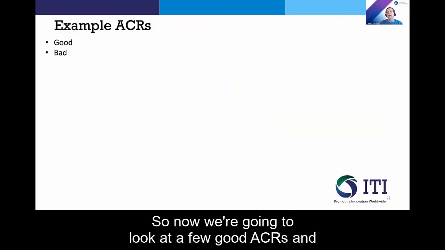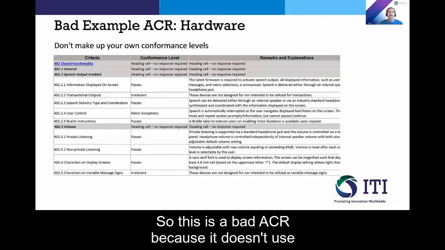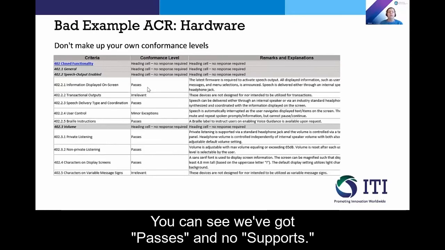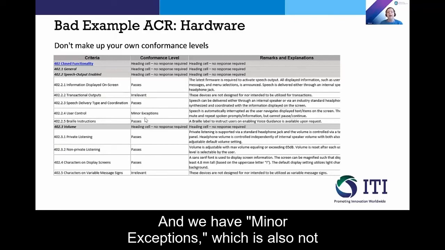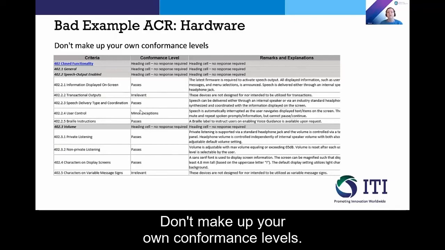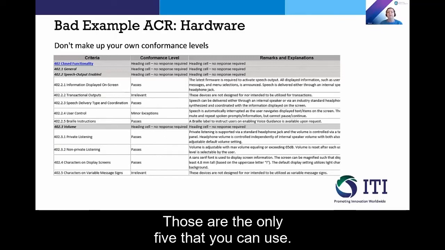So now we're going to look at a few good ACRs and a couple of bad ACRs. This is a bad ACR because it doesn't use the required conformance levels. You can see we've got passes and no supports. We've got irrelevant instead of not applicable. And we have minor exceptions, which is also not an allowed conformance level. Don't make up your own conformance levels. You get five. Those are the only five that you can use.